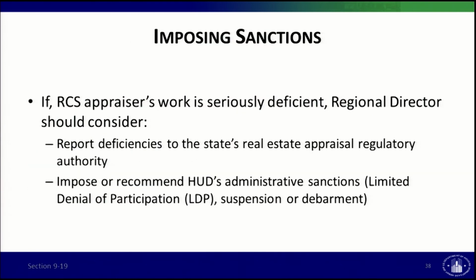Now, the guide allows the regional administrator to act if an RCS appraiser's work continues to be seriously deficient. If it is, then the regional director should consider reporting those deficiencies to the state's real estate appraisal regulatory authority and or imposing or recommending HUD's administrative sanctions like limited denial of participation, suspension, or debarment. These are not used very often, but they are available.